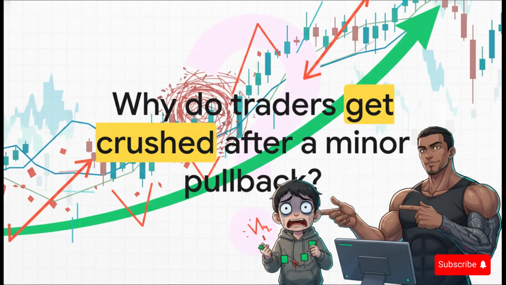Listen, anything that happens between a major swing high and a swing low is basically just corrective noise until a true break of structure happens. Amateurs see a tiny drop, they panic sell, and then get obliterated when the main trend resumes.